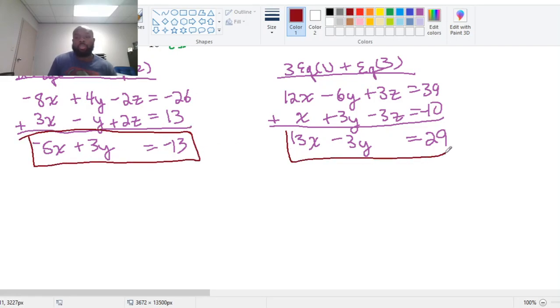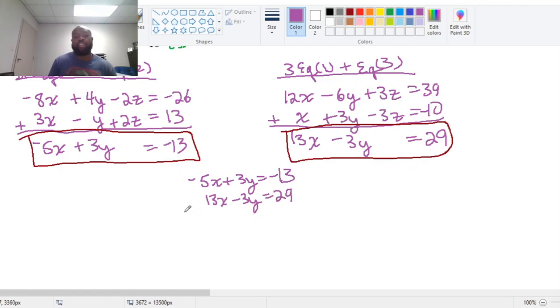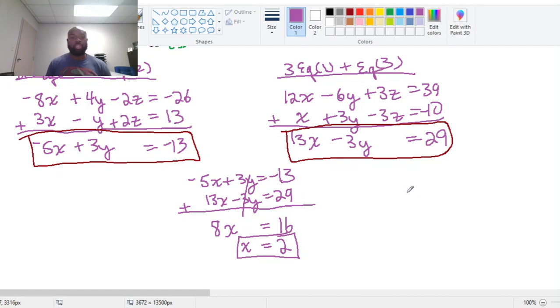With that, let's use some of the methods that we already learned here. For instance, if I add these two equations together, I'm going to get 8x equals 16. Those cancel when I add them together. Divide both sides by 8, and I'm going to get x equals 2. So one of my solutions is x equals 2.